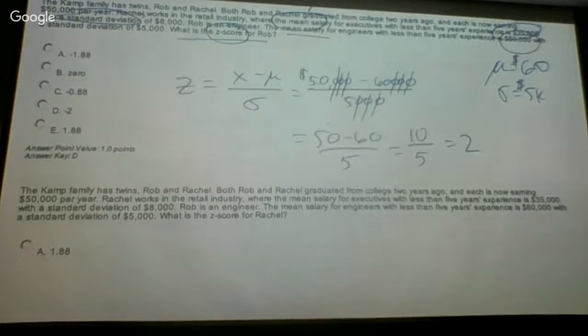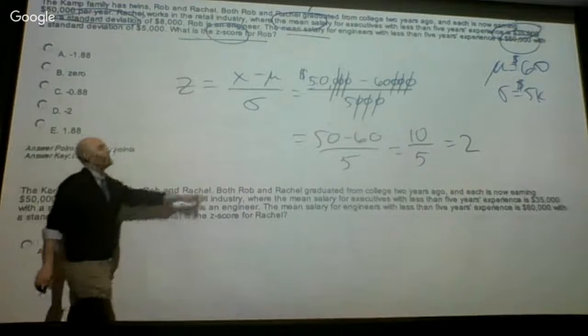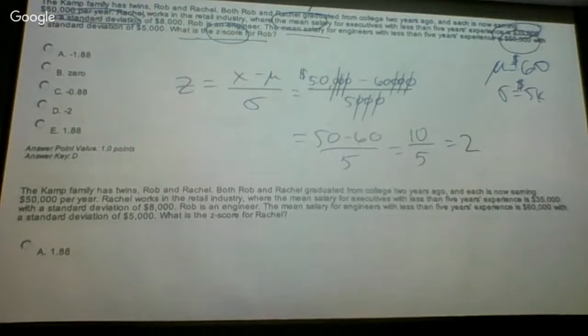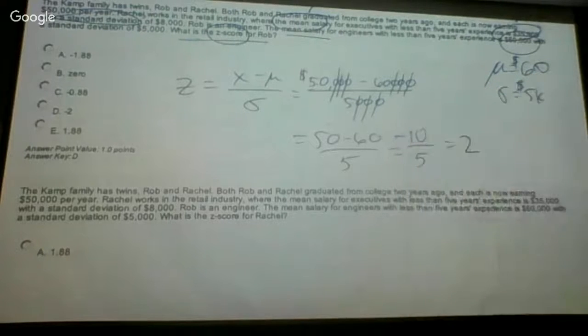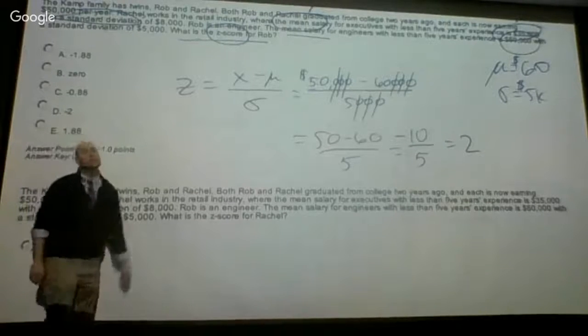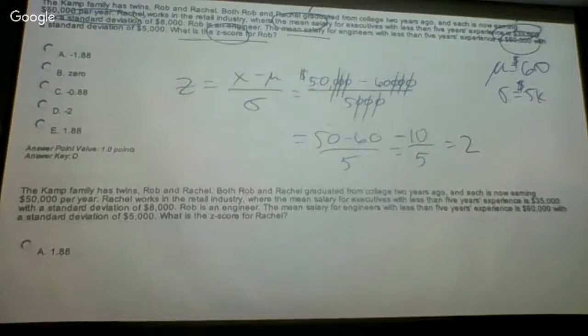Z-scores have 2 parts, distance and direction. You're exactly right, Joe. You did it right. I pretended to mishear you so I could emphasize the point. Thank you very much. Appreciate it. Yep. 50 minus 60 is not 10. 50 minus 60 is -10. Z-scores have distance and direction. In this case, the direction is negative because, as Curry pointed out, Rob is making less than his peers. So his Z-score better be negative because it represents less than average.